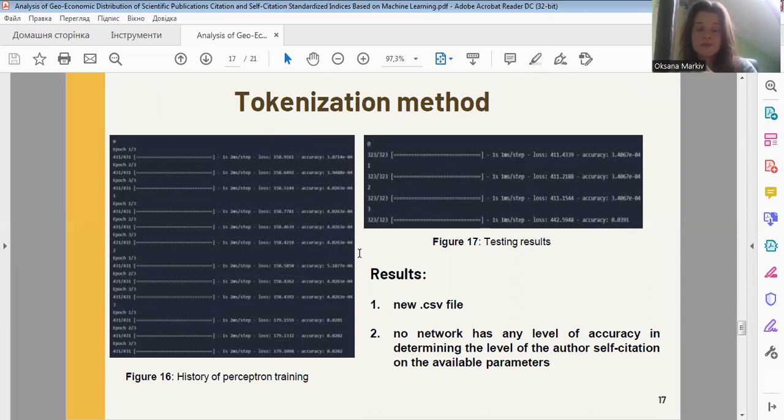Also, it was described previously, yes, that 4 perceptrons were created. After tokenization by such method, a new CSV file was obtained, shown on this picture, and it is understood that no network has any level of accuracy in determining the level of the author self-citation.